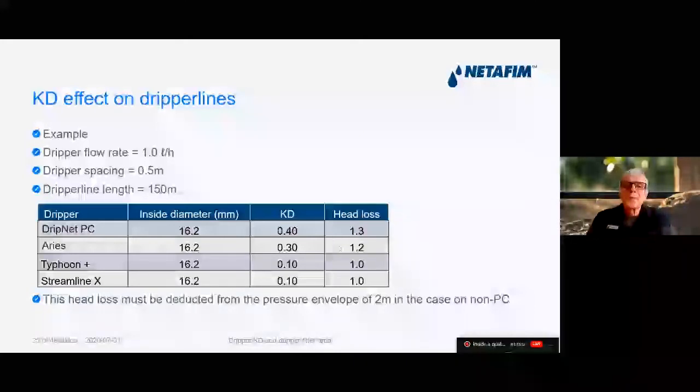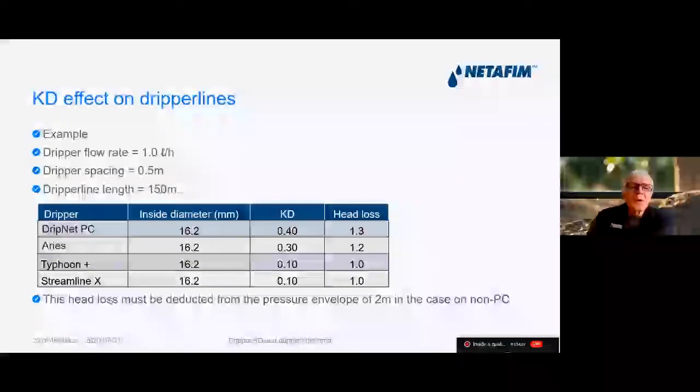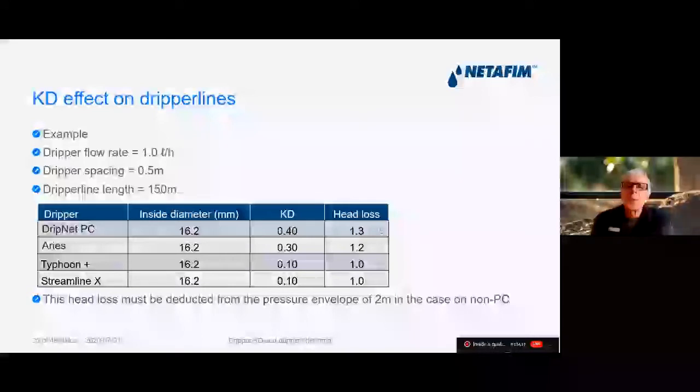With Aries, slightly smaller KD, and our head loss will drop down to 1.2 meters. And with Typhoon Plus and Streamline X, who both have KDs of 0.1, our head loss would only be 1 meter. So the head loss must be deducted from the pressure envelope in the case of non-PC. Now with DripNet PC, the first one, you don't actually have to worry about because that's a PC dripper and it's got a much wider pressure envelope.